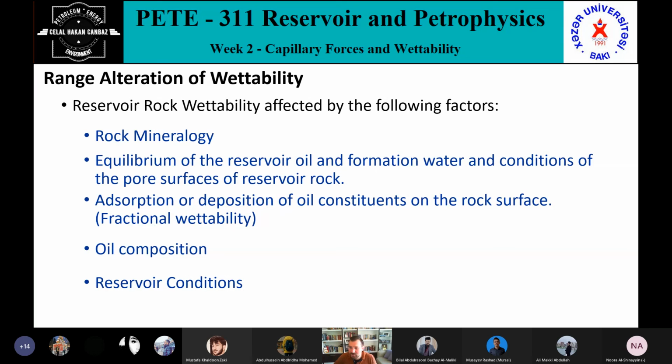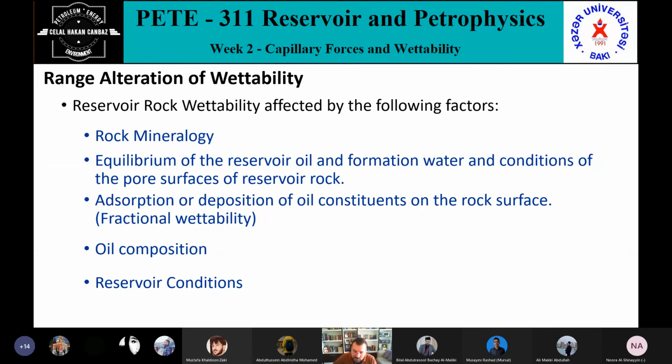Next, the equilibrium of the reservoir oil and formation water, and the continuity of the pore surface of the reservoir rock. This is another parameter which affects rock wettability. Then the absorption or deposition of oil constituents on the rock surface, which is also the reason for fractional wettability. Crude oil components are absorbed in certain areas of the rock, so a portion of the rock can be oil wet while the rest is strongly water wet. So, as I mentioned, it can change, and because of that, fractional wettability is also crucial.